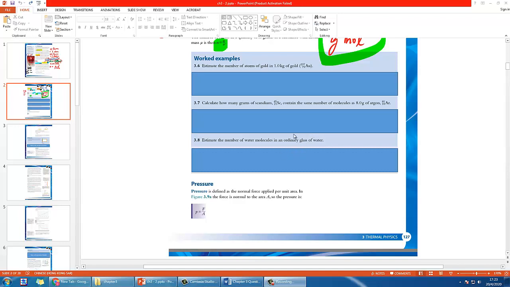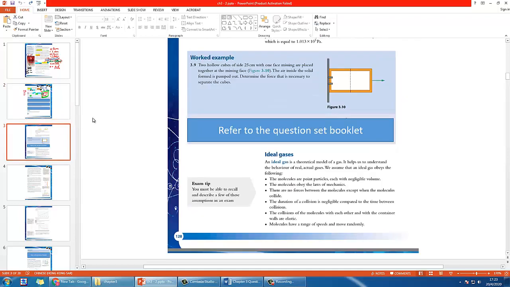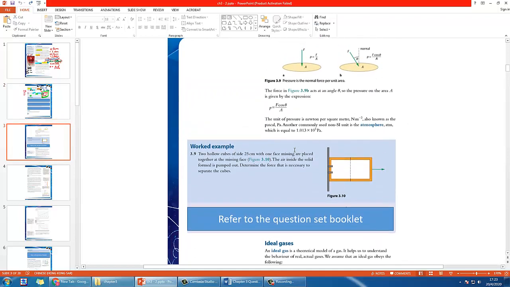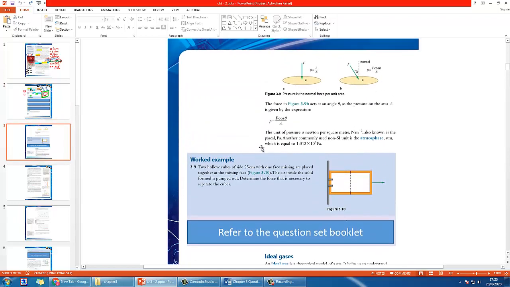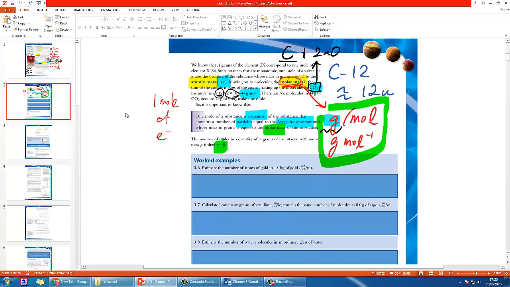Let's move on to the next part about pressure. So right now, I would like you to read about this. It's actually quite short in the textbook. Pause the video and come back to us.